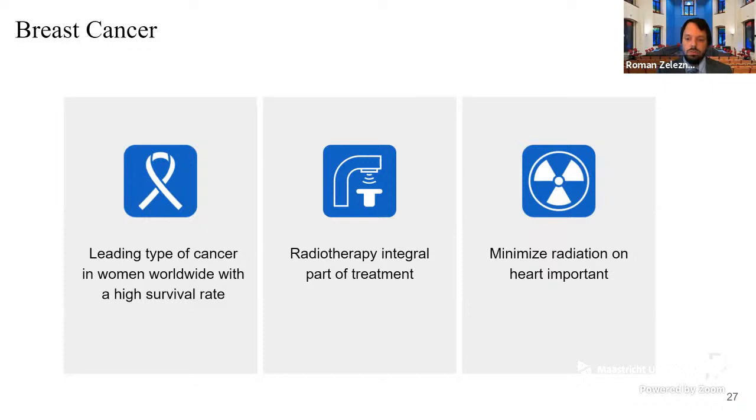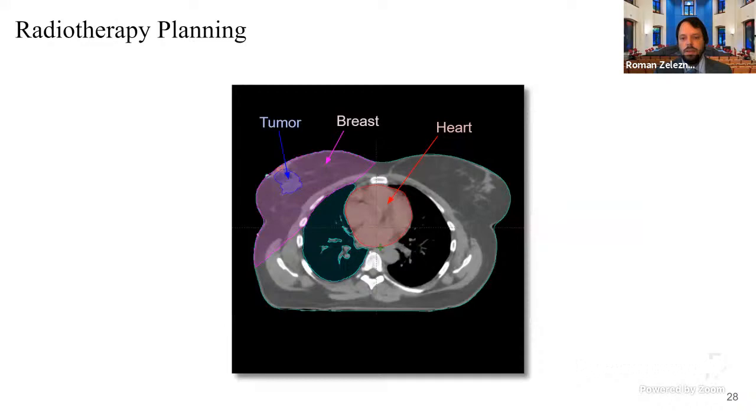This is of particular interest for breast cancer patients, as the heart and its substructures are in very close proximity to the radiation target area. In this study, we can see a breast cancer patient. We can see the tumor, which is segmented in blue, and the radiation target in pink. And the heart is also shown in red, and we can see that the heart is very close to the radiation area. So a very accurate heart segmentation is important for a successful radiation treatment.